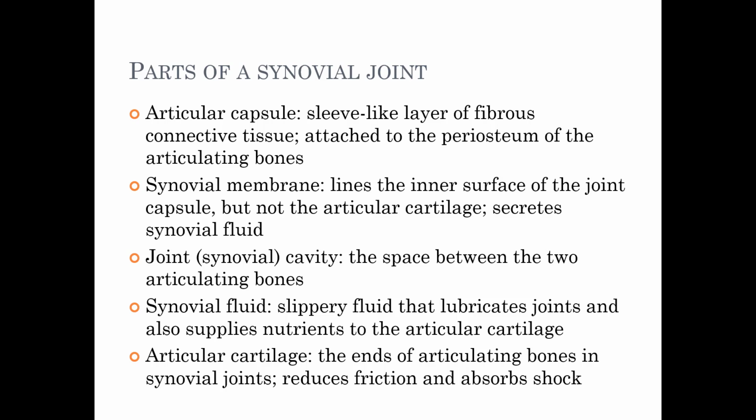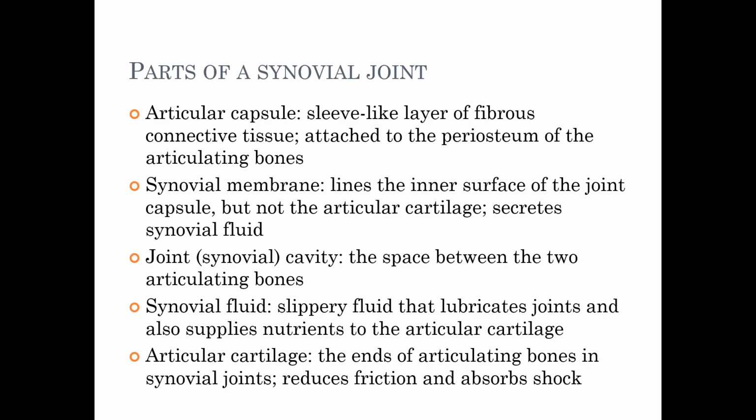So these are the different parts of the synovial joint. The articular capsule, which is fibrous connective tissue, attaches to the outside membrane around all of the bones. So remember that's called the periosteum, which is this membrane that surrounds all bones. The fibrous connective tissue, the articular capsule, is continuous with the periosteum of the bones. The synovial membrane is just inside that articular capsule. It also lines the ends of each of the long bones. It secretes the synovial fluid.